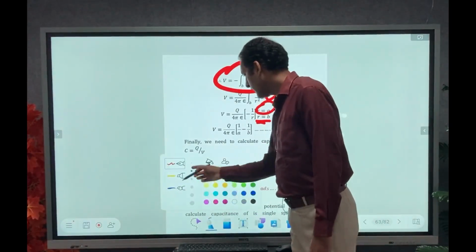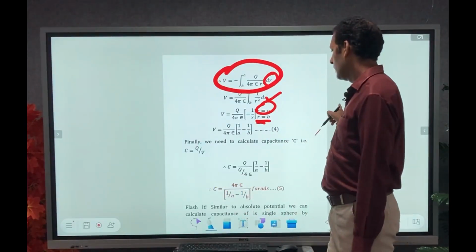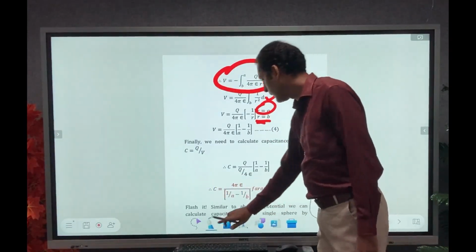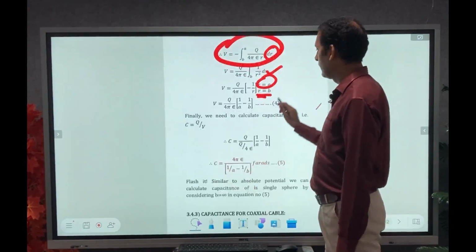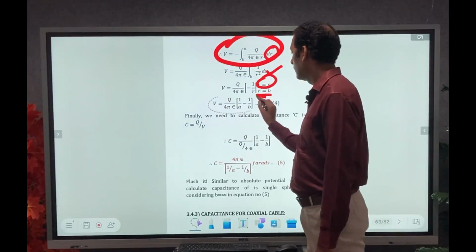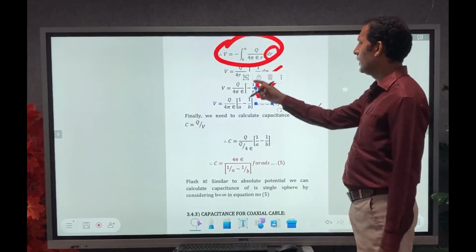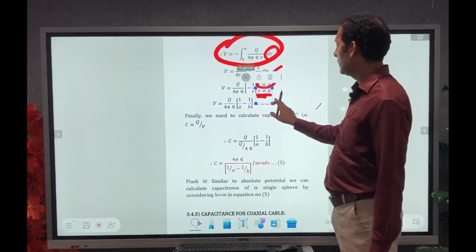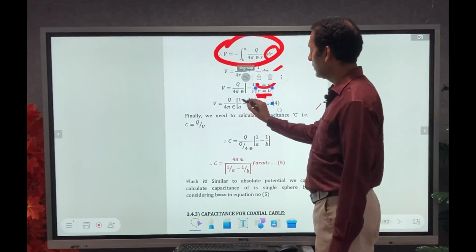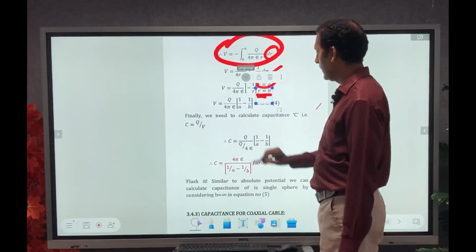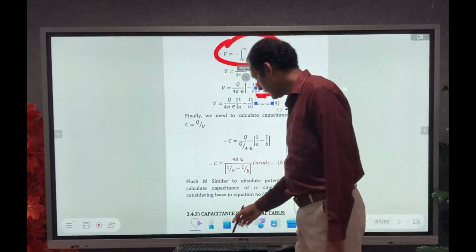So those limits we can put here. After keeping the limits, we will get V is equal to q by 4 pi epsilon, 1 by a minus 1 by b. Now what is our remaining work?